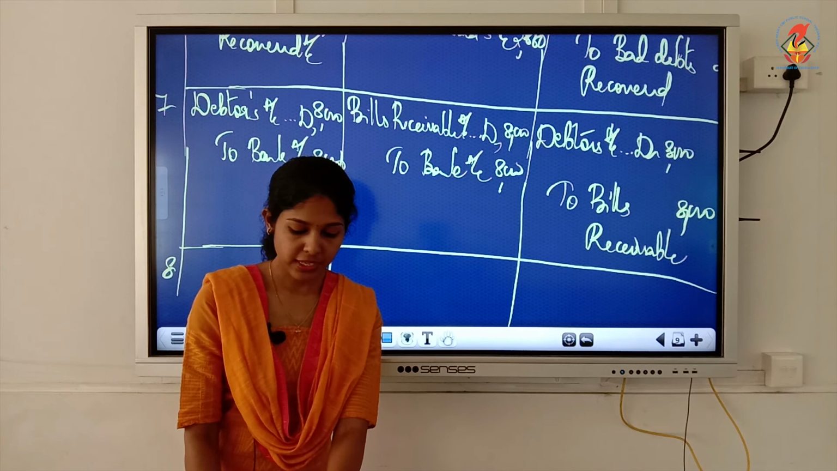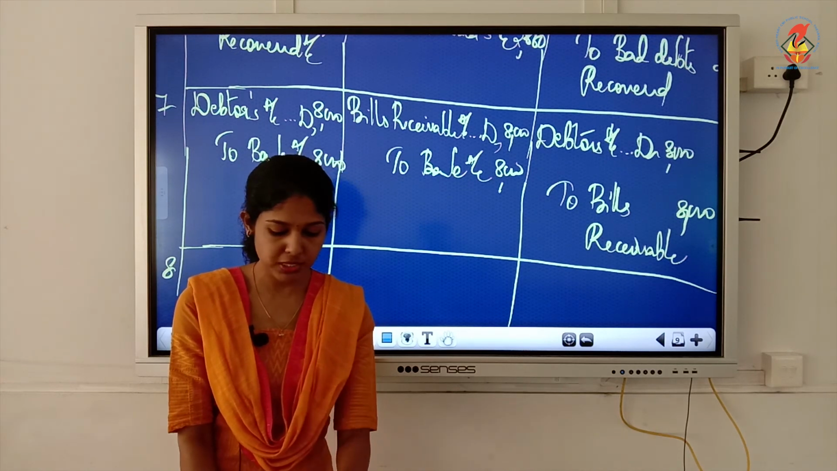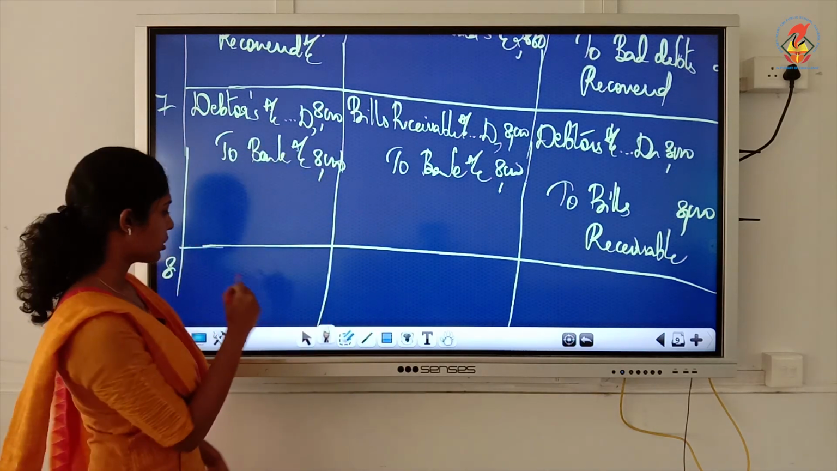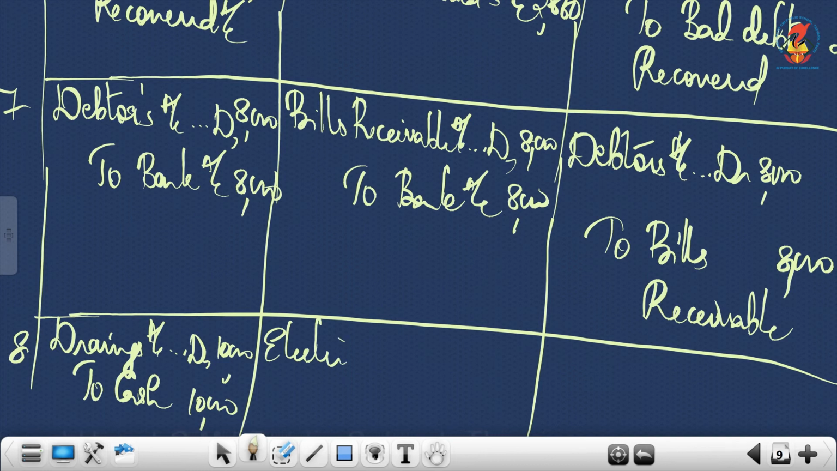10,000 paid for electricity bill of proprietor's residence, that is drawings, personal purpose, was debited to electricity expenses account. So the correct entry is drawings account debtor to cash. The amount is 10,000, but we have debited electricity expense. That is wrong actually.